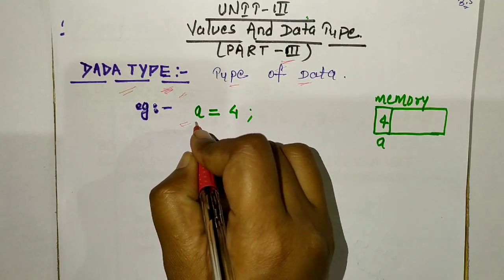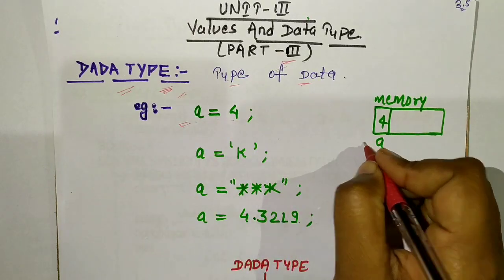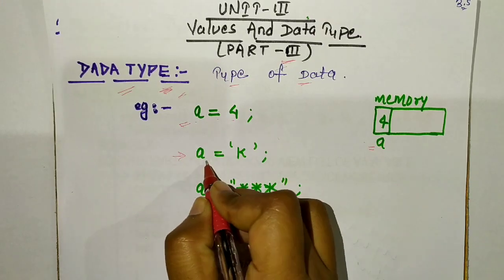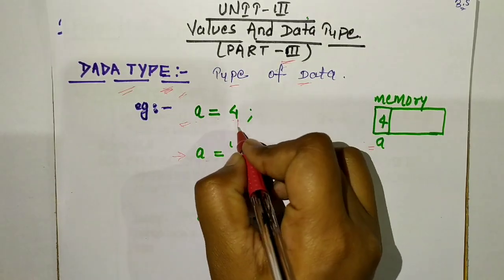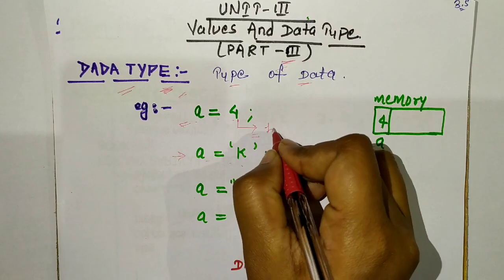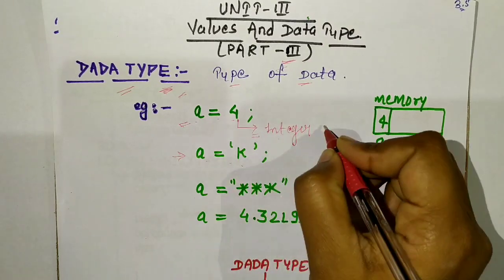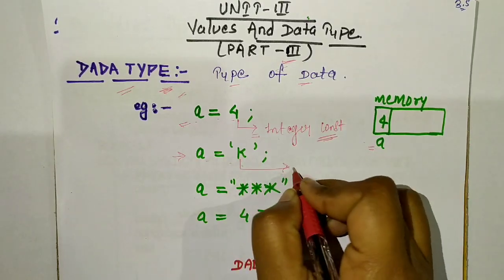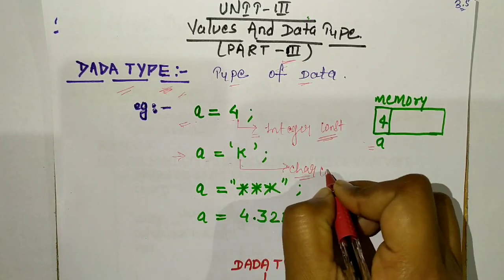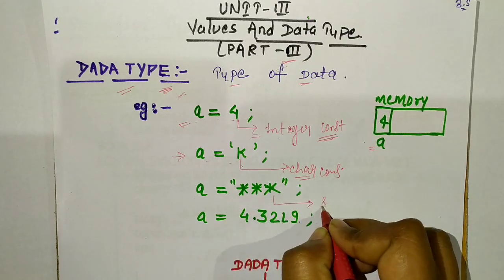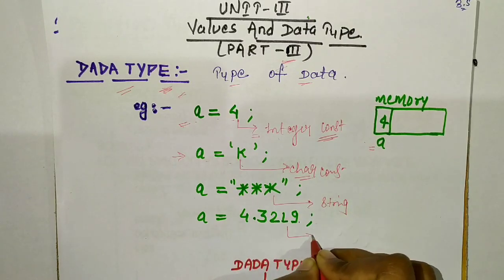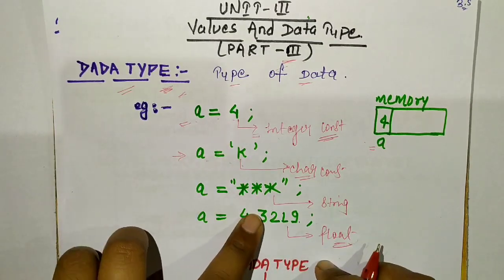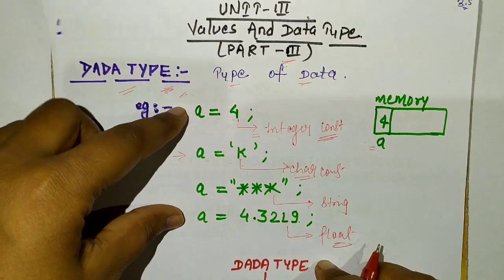Here is an example: a is equal to 4. That means in memory, the value of a is 4. But in the next statement, a equal to 'k'. This is an integer constant. This is a character constant. This is a string, and this is a float or real. These are the different types of values that are stored in the same variable, a.